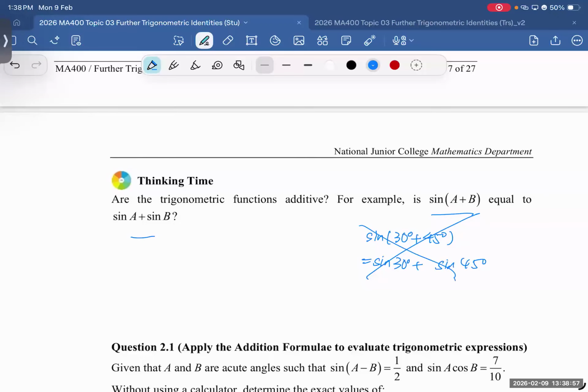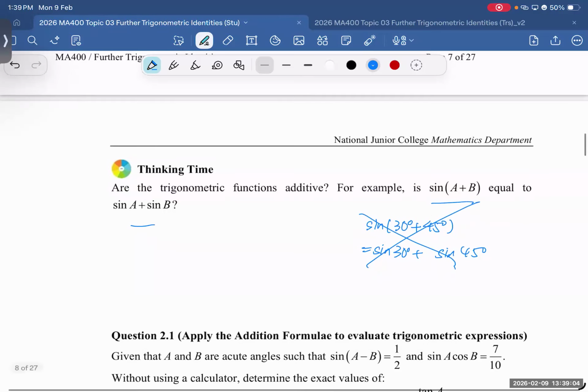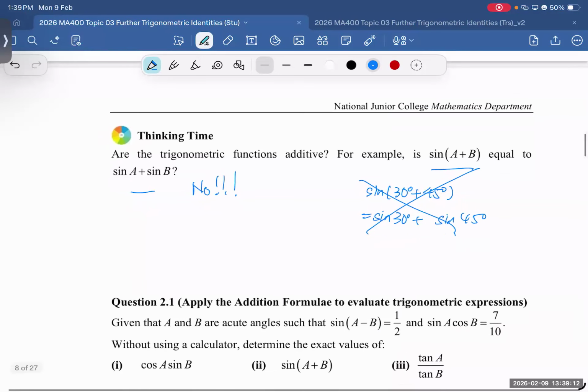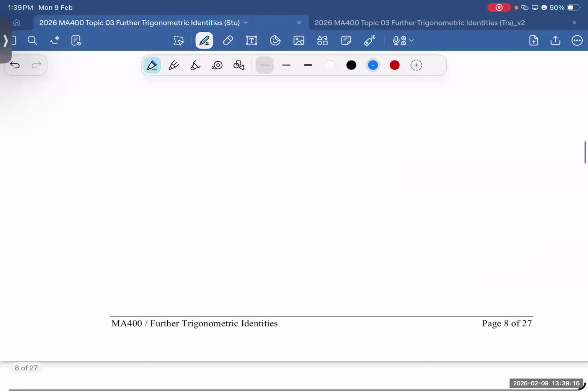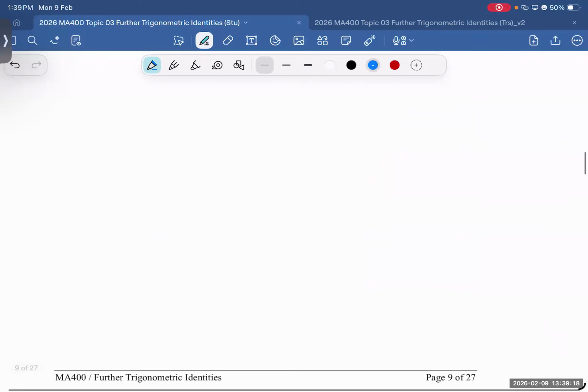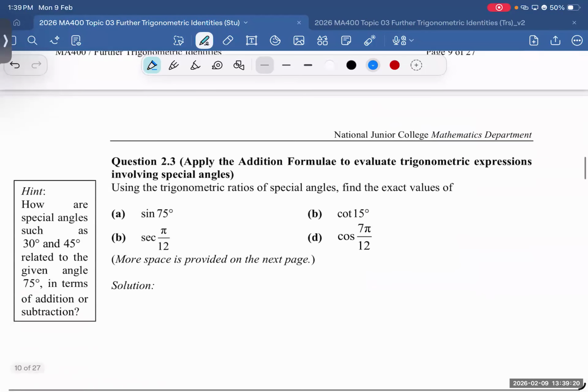So when there's an addition, you need to be able to expand using the formula. With that, can you do question 2.1, 2.2, 2.3? Let's target 3 questions today. Can?